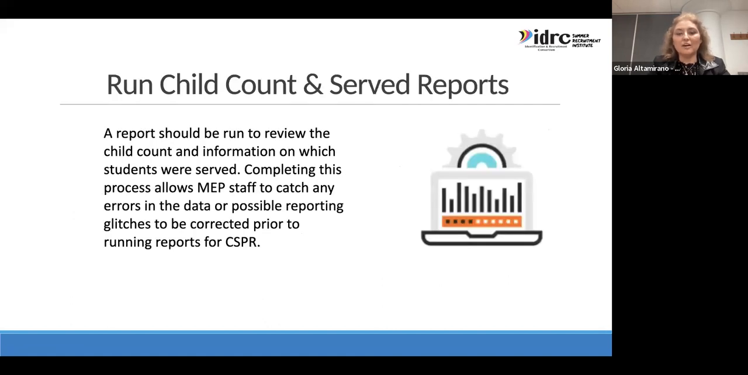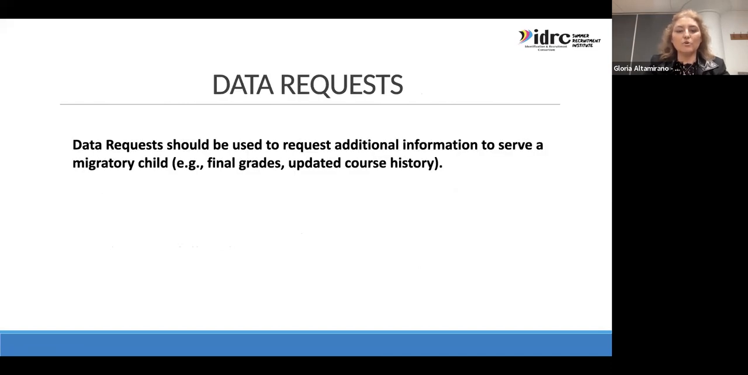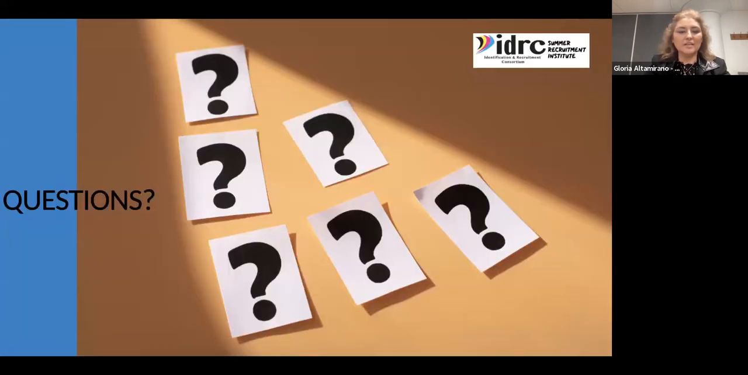You want to run child count and served reports. Completing that data allows MEP staff to catch any errors in the data or possible reporting glitches to be corrected prior to running reports for the CSPR. And then, of course, do data requests in M6. Okay, I was almost done anyways. But I'll leave time for any questions.